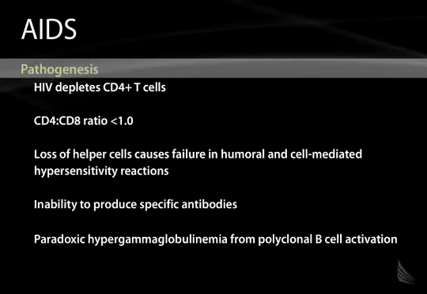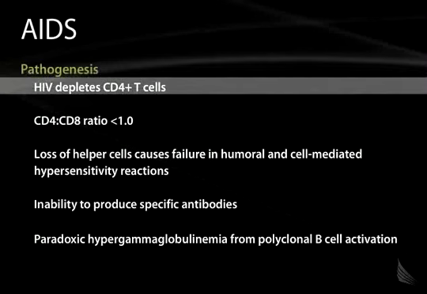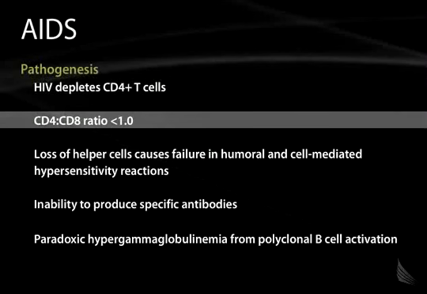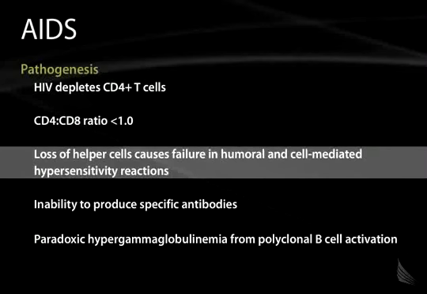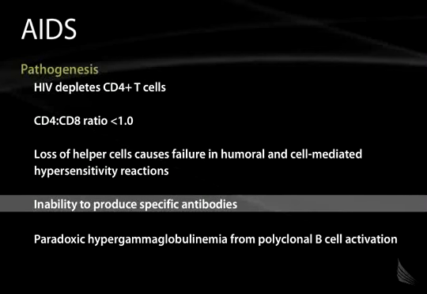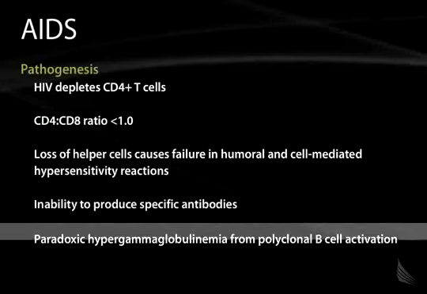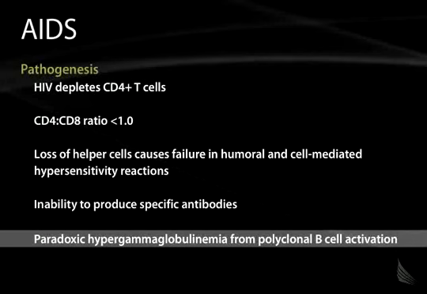Pathogenesis of how AIDS develops from infection with HIV. HIV, not surprisingly, depletes CD4 positive T cells, leading eventually to an imbalance in the CD4-CD8 ratio. Indeed, this will be one of the measures that you will use, those of you who treat HIV-positive populations, to measure the extent of their disease. This loss of helper cells causes failure in both humoral and cell-mediated hypersensitivity reactions and an inability for the body to produce specific antibodies. Interestingly, there is a paradoxic hypergammaglobulinemia that occurs from polyclonal B cell activation.